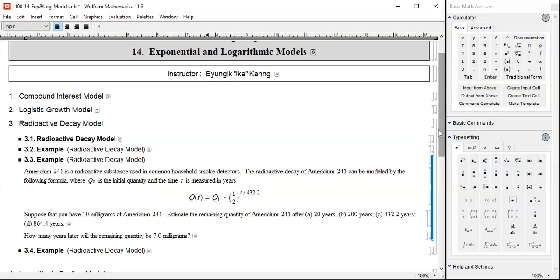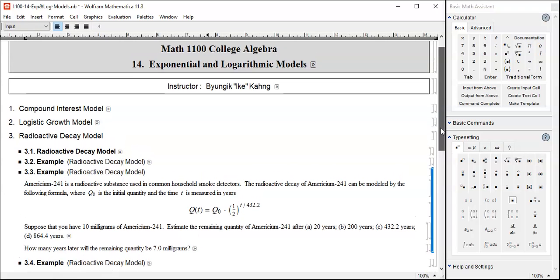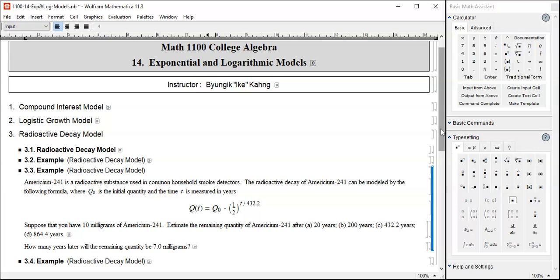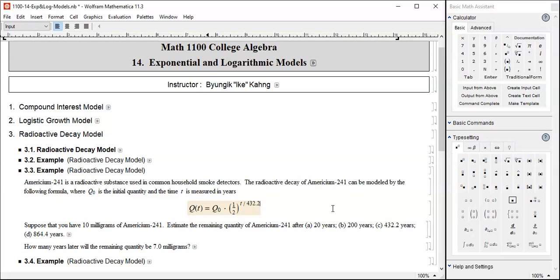A little bit better this time and a little bit harder too, because we are using the half-life model. Also, this problem is coming from actual data. Americium-241 is a radioactive substance used in common household smoke detectors. The radioactive decay of americium-241 can be modeled by the following formula, and we have this. Q0 is the initial quantity, and time t is measured in years.